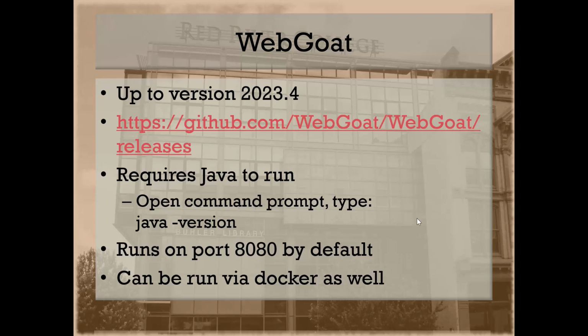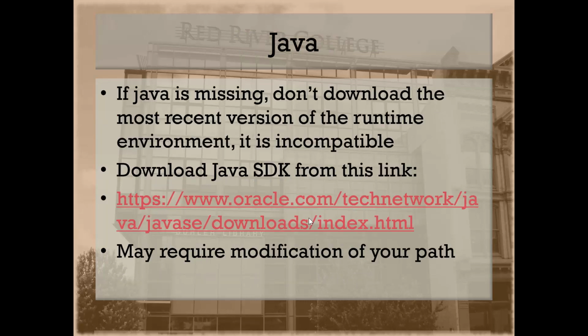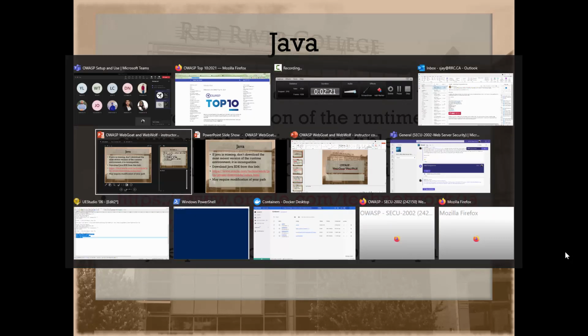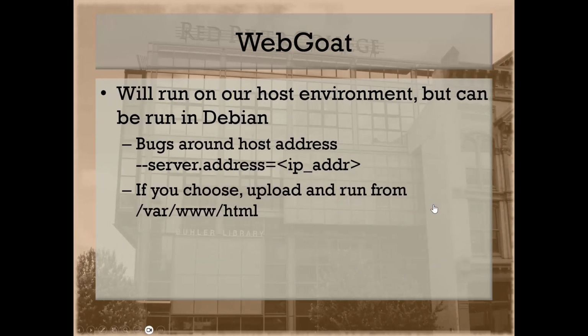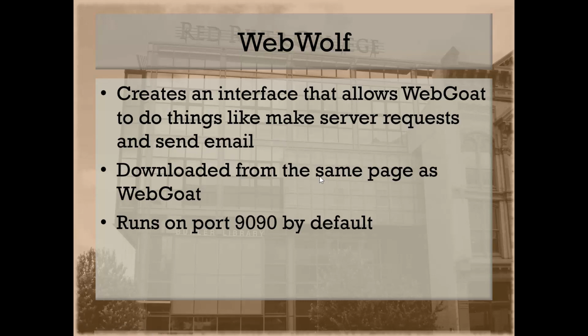But normally what we do is we download the software and then we use Java to get it up and running. If you need to, you can install the latest version of Java. I've given you a link to do that. Hopefully that works for you. Okay. Normally, you can actually set a server address with this string. It doesn't always work well for me, so I've got a new startup screen that we can look at as well. There's also another tool called WebWolf, and it runs on port 9090.